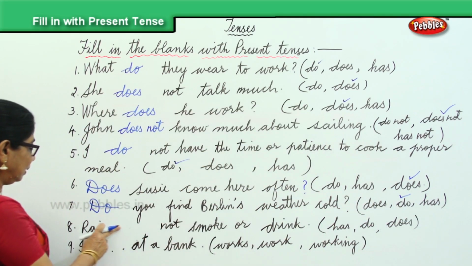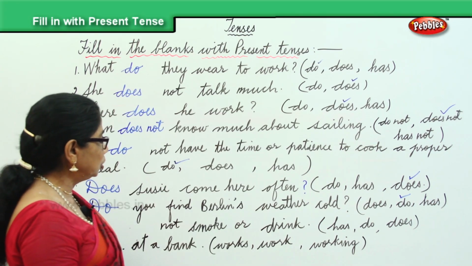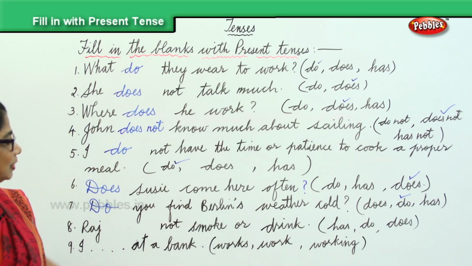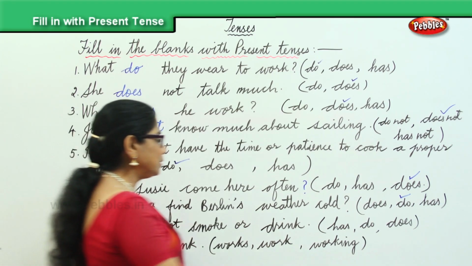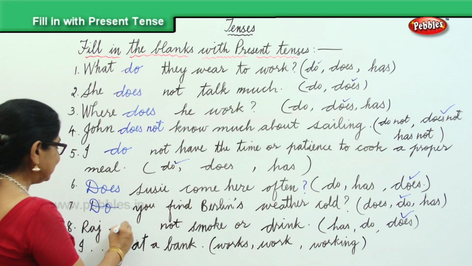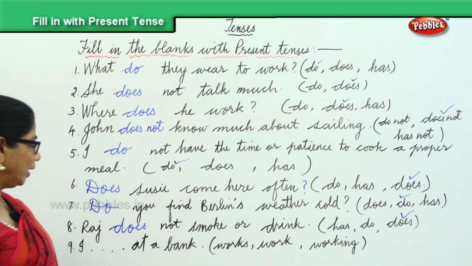The eighth one: Raj dash not smoke or drink. Raj has not smoked? Raj do not smoke? The correct one is, Raj does not smoke or drink.